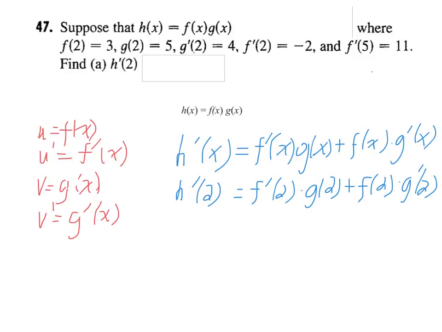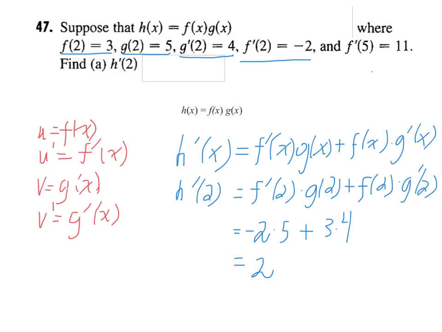Every one of these expressions actually is up in the chart. And if it's not, we can't do the problem. We'd stop there. So the first one, f prime of 2, that'll equal negative 2. g of 2 is 5. f of 2 is 3, and g prime of 2 is 4. So the answer is going to be negative 10 plus 12, or 2.